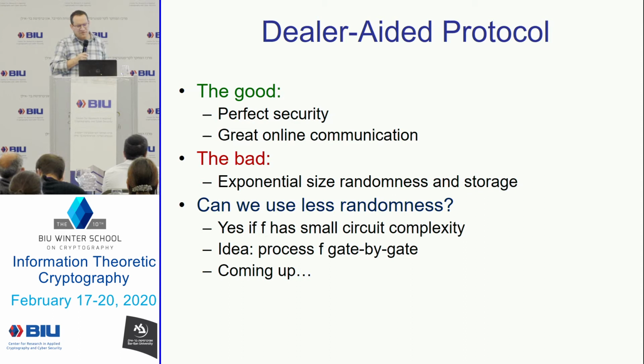Okay, now randomness complexity. So we said that in terms of online communication, it's good. What about the amount of randomness? The only randomness is the randomness distributed by the dealer. The question is, can we improve it? The protocol has an exponential amount of randomness. Can we use less randomness?